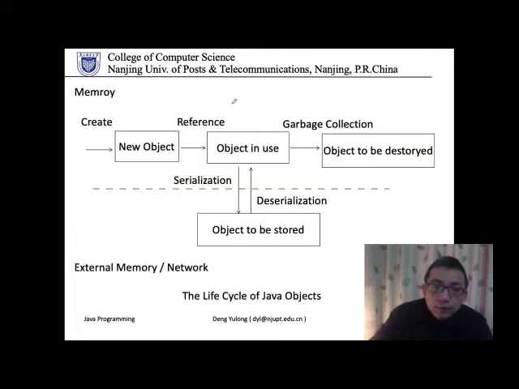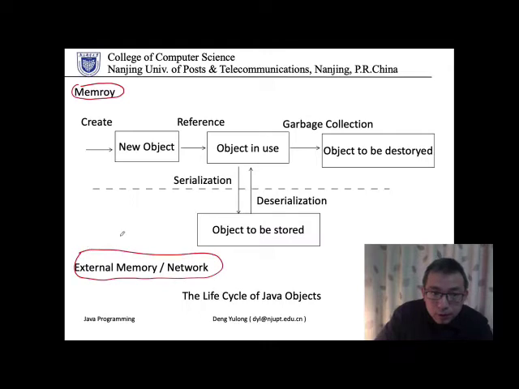Well, we have this diagram to show the life cycle of an object. Okay. In this diagram, we'll notice it is divided into two parts, the up part and the bottom part. In the up part, all this life cycle happens in the memory. And the bottom part we name external memory or network. It's another environment that the object lives in. Okay, first we look at the memory.